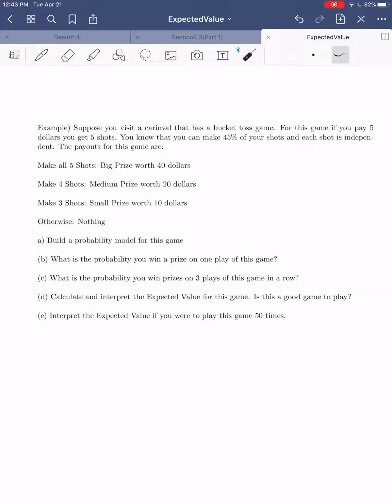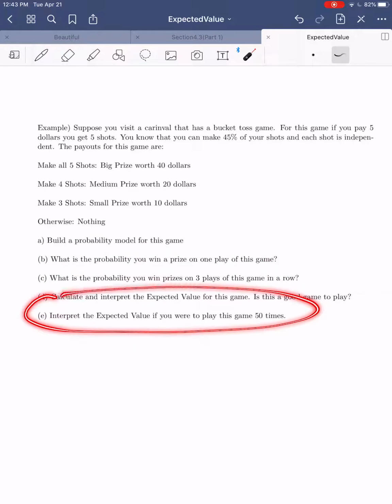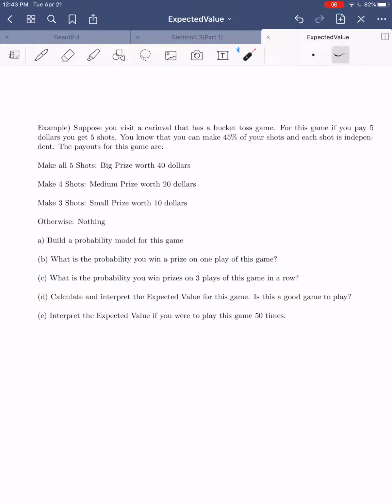So we want to do the same thing we did in the previous one. We want to build a probability model, calculate a couple probabilities, and then talk about the expected value. Okay, so let's go ahead and talk about how we're going to do this probability model. So for A, we want to talk about the probability model. So we've got the outcomes, and we need to figure out their probability. So what are the outcomes?